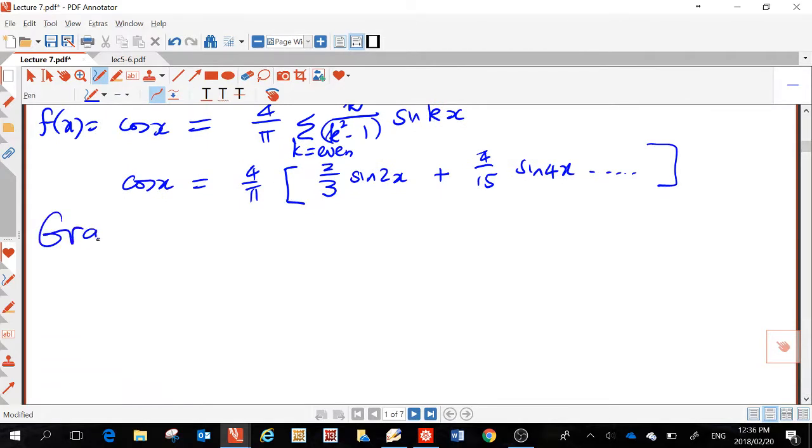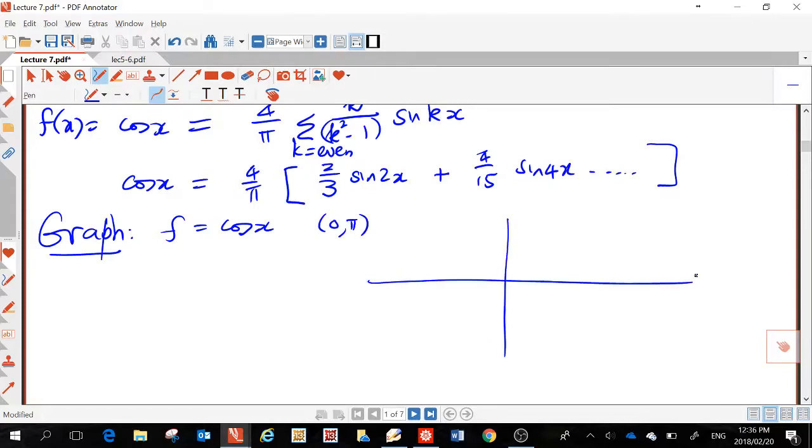Let's look at the graph. Remember, the function is f equals cos x on 0 to pi. So if I drew a picture of this on 0 to pi, the cosine graph looks like that. Pi. This is pi over 2. Now I want to construct this Fourier sine series. So which extension did I add on here? Odd or even? The odd. So then I added on this part here.